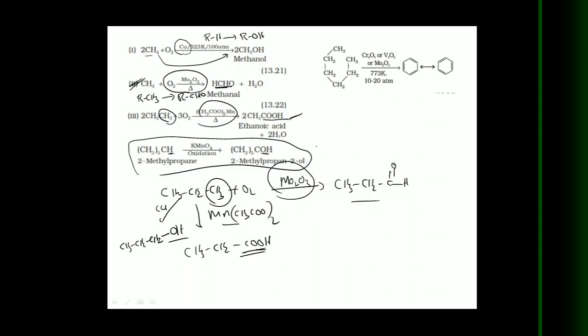Okay, that's it. So next, some more reactions are there. This is an n-alkane having 6 or more than 6 carbon atoms. On reaction with chromium oxide, vanadium oxide and molybdenum oxide at high temperature and pressure, it is converted into an aromatic compound. It is nothing but an aromatization reaction. Okay, that's it.